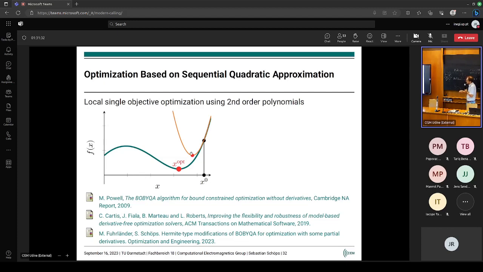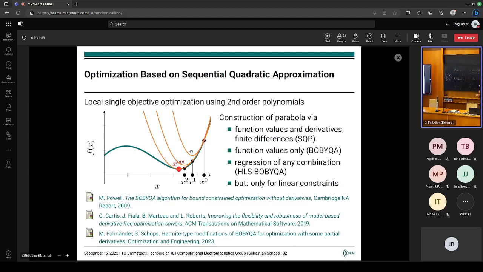And why? Because if you have a quadratic function, determining the minimum, even in high dimensions, is almost for free. This works similarly to how a Newton method would work, and then you will eventually approximate the minimum that you are looking for. Now there are different variants. The construction of this parabola, you can do by function values. And if you have additional derivative information, even if it's cheaply available, then this is a very effective method.